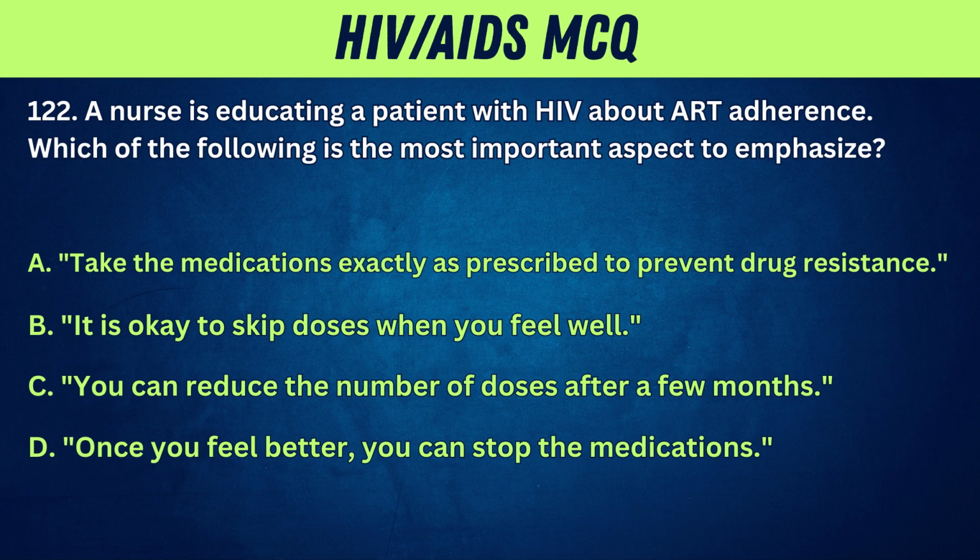A nurse is educating a patient with HIV about ART adherence. Which of the following is the most important aspect to emphasize? A. Take the medications exactly as prescribed to prevent drug resistance. B. It is okay to skip doses when you feel well. C. You can reduce the number of doses after a few months. D. Once you feel better, you can stop the medications.